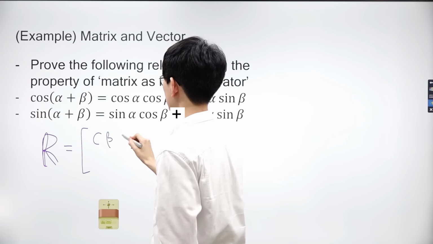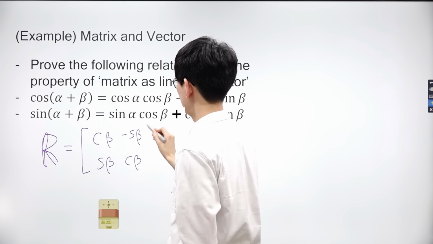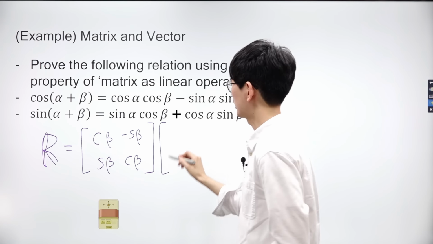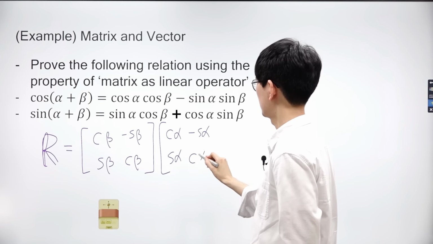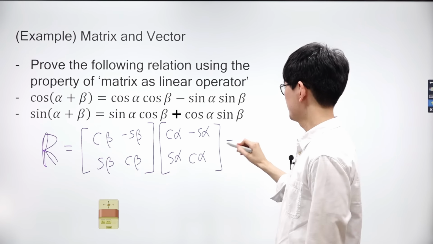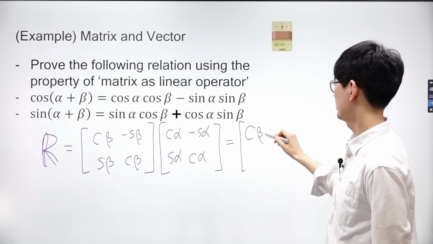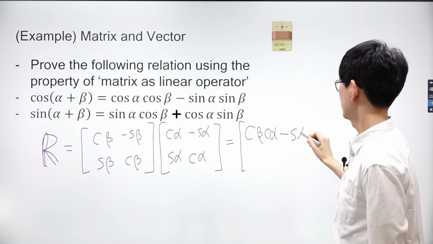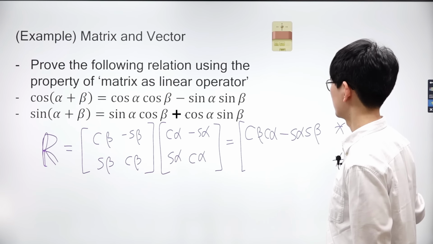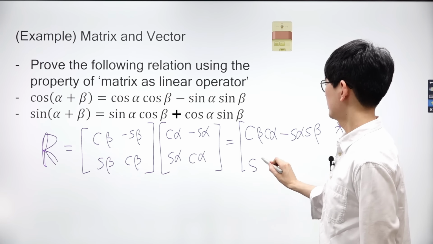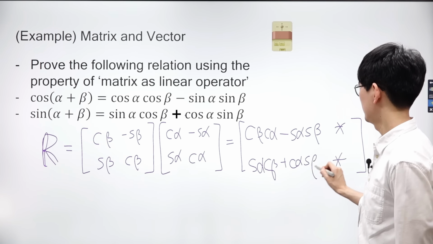Let's manually multiply the two matrices, starting with matrix B. The entries of matrix B are cosine beta, negative sine beta, sine beta, and cosine beta. The entries of matrix A are cosine alpha, negative sine alpha, sine alpha, and cosine alpha. The first entry in the product of the two matrices is cosine beta times cosine alpha minus sine alpha times sine beta. The next entry is sine alpha times cosine beta plus cosine alpha times sine beta.